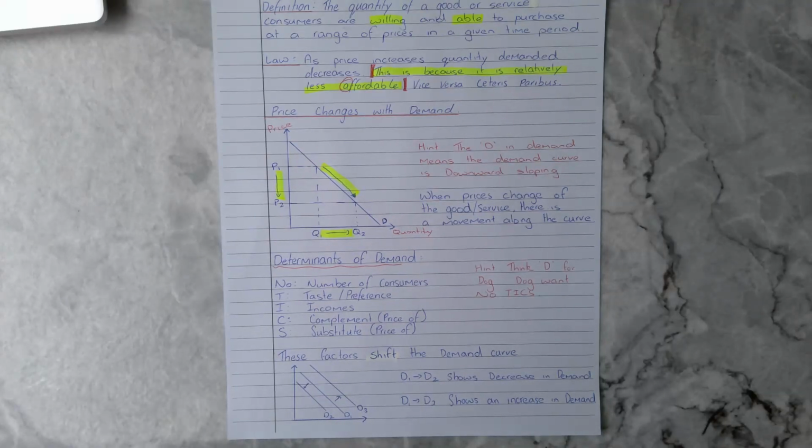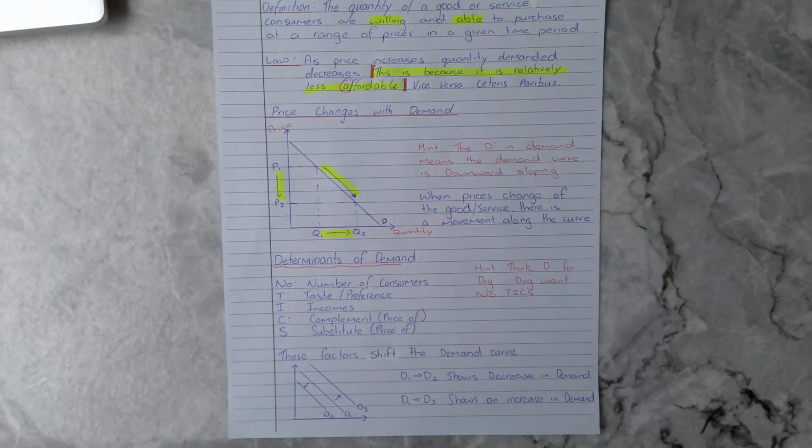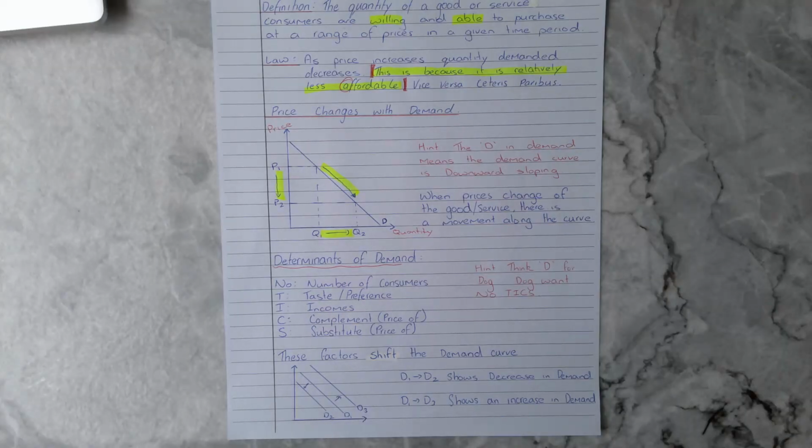So N stands for the number of consumers, and again, if the number of consumers is going to go up, our demand is going to increase. If the number of consumers in the market is going to decrease, our demand will decrease.